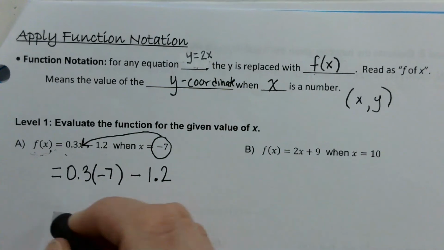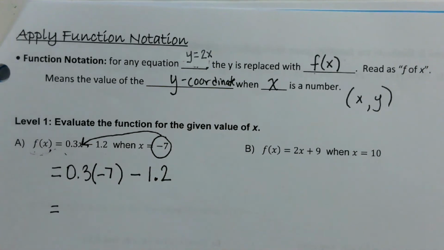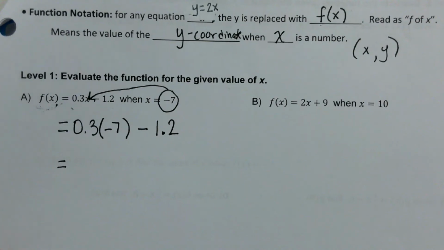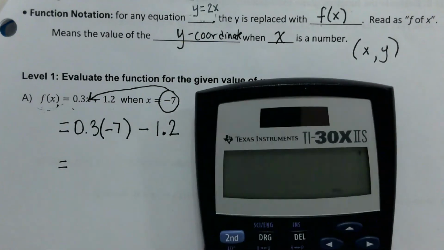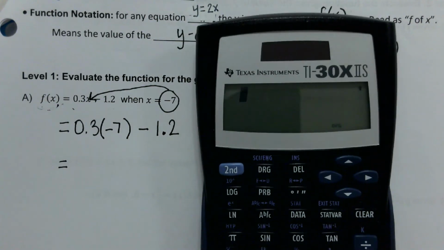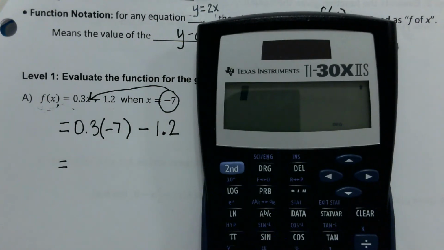Okay, now we had to figure that out. We don't really have to figure that out, we just have to type that into our calculator. 0.3 times -7 minus 1.2. And if you're using one of the calculators in my classroom, or if you have a calculator that looks something like this, okay, we're going to go ahead and just type it in. So 0.3 times -7 minus 1.2. Just go ahead and type the whole thing in and get your answer. -3.3.